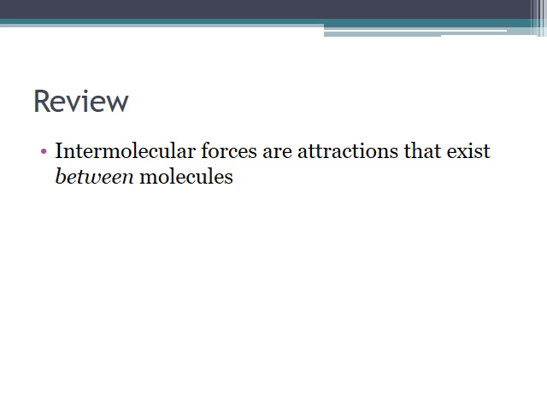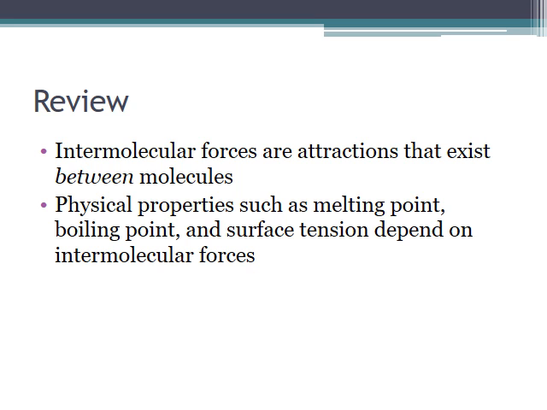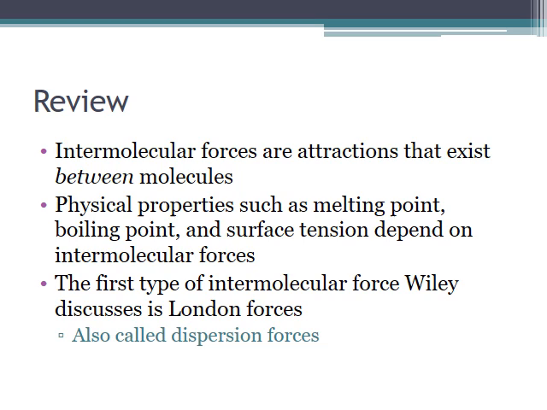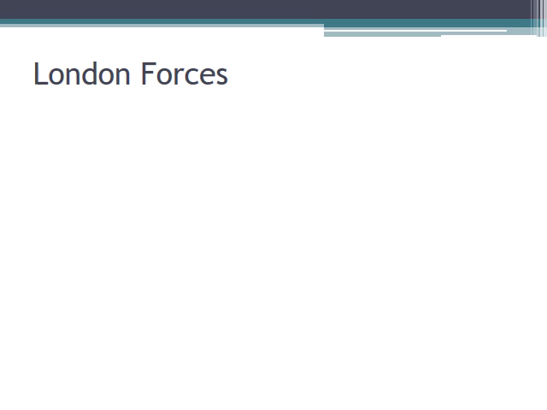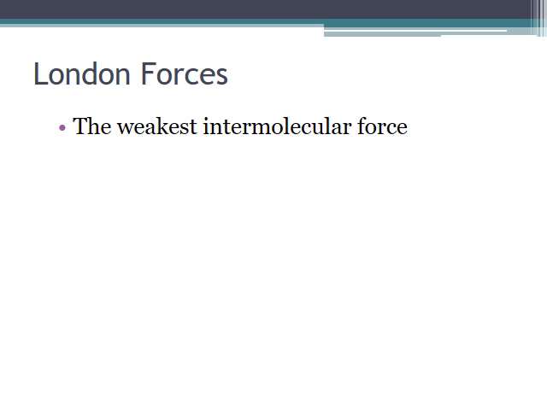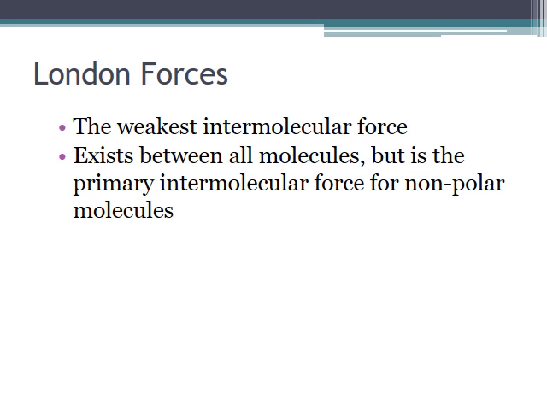So intermolecular forces are attractions that exist between different molecules. Properties such as melting point, boiling point, and surface tension depend on the magnitude of intermolecular forces. The first type of intermolecular force that Wiley talks about is the London force. It's also called dispersion forces. London forces are the weakest of the intermolecular forces, and London forces exist between all molecules. It's the primary intermolecular force between nonpolar molecules, and we talked about nonpolar molecules in a previous lesson.